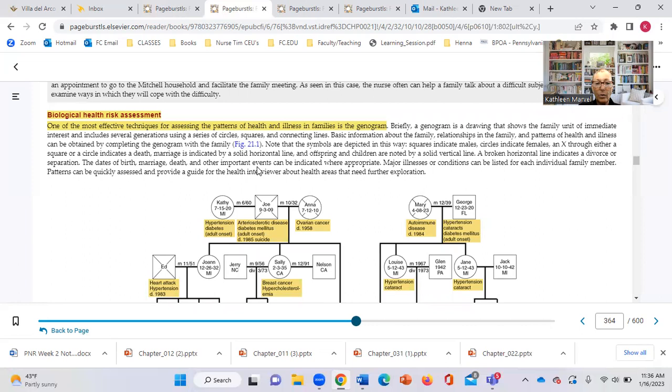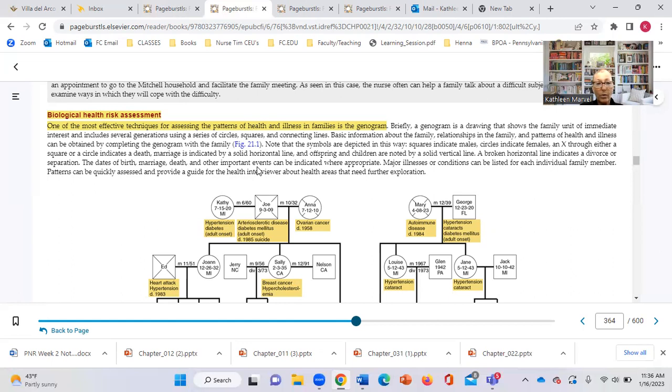Within this biological health risk assessment, it's called a genogram, where we essentially do research. The family does research on the last three generations of family members that have been ill or have died of what different diseases or conditions that we can say put the current family members at risk.